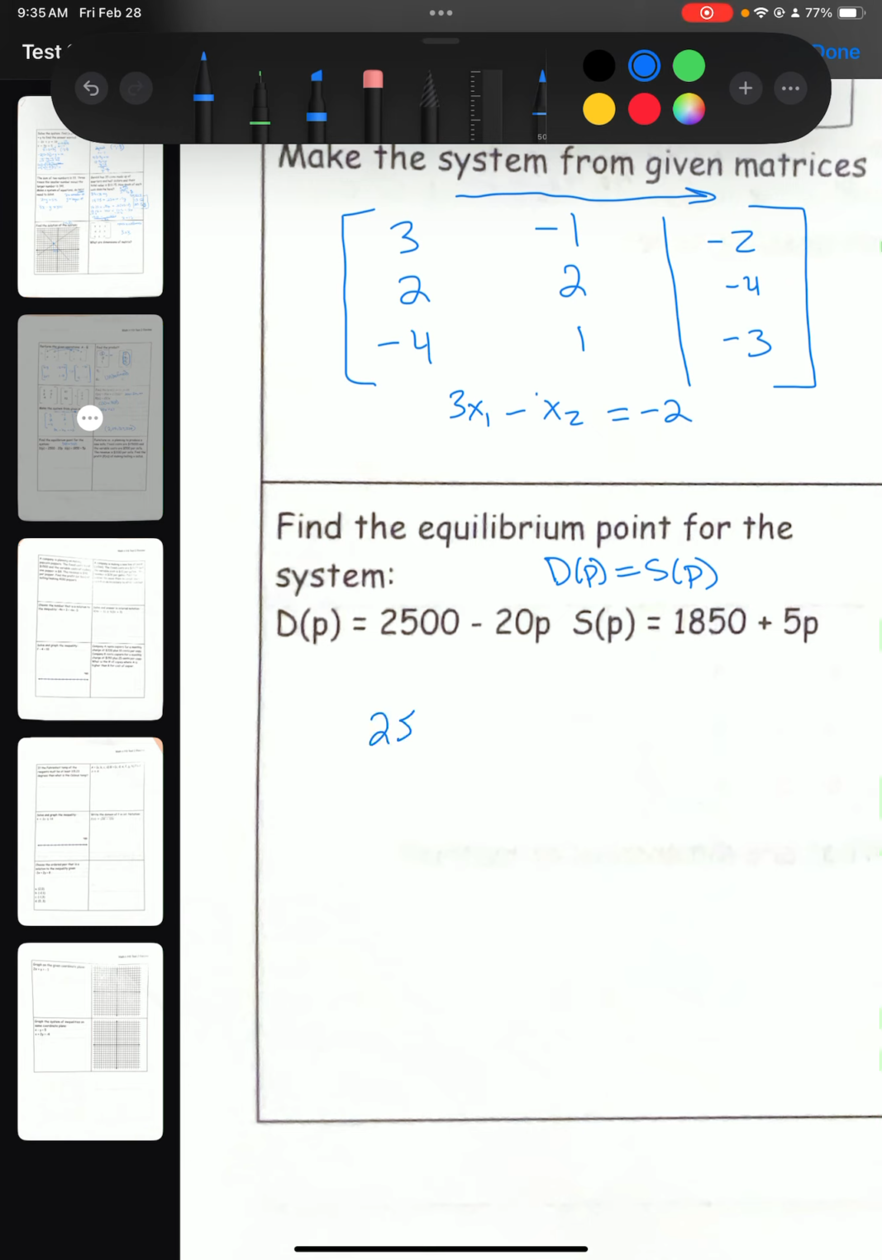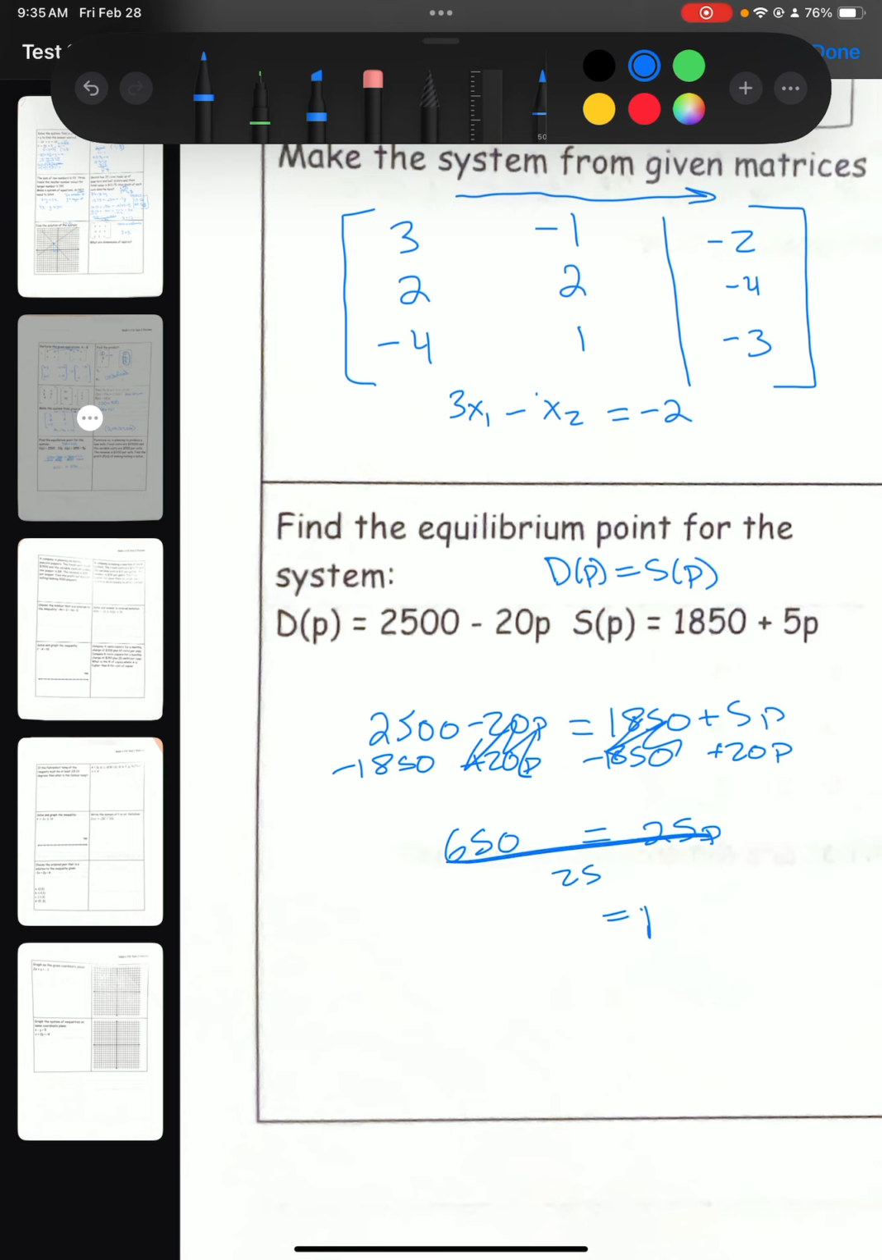So from there, we have 2,500 minus 20p equals 1,150 plus 5p. All right, we're going to simplify this. I'm going to do this in one step so it's a little faster and so I don't lose space. Basically, I'm going to get the variable by itself on the right. So we have 5 plus 20, 25p. Again, that crosses out. And then we have 2,500 minus 1,850, and that gets us 650. We're going to divide by 25. P is going to equal 26.